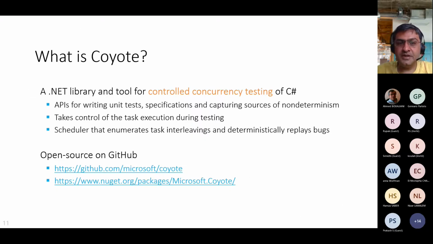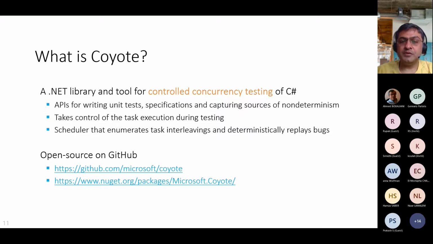So this is where Coyote comes in. It's built with this motivation of allowing controlled concurrency testing for C#. So it's built to understand C# concurrency, things like C# tasks, and C# also has these other things called async and await for asynchronous programming and so forth. So Coyote understands C# concurrency in a fashion that it can implement this controlled concurrency testing for C#.